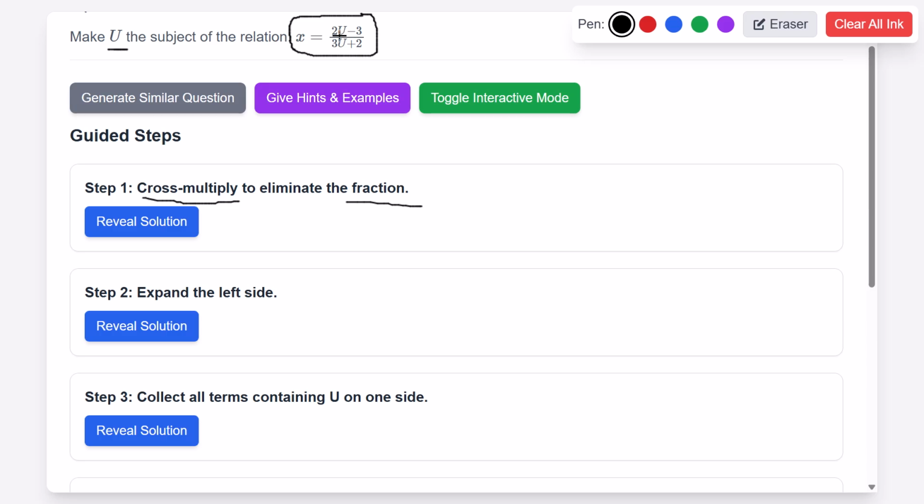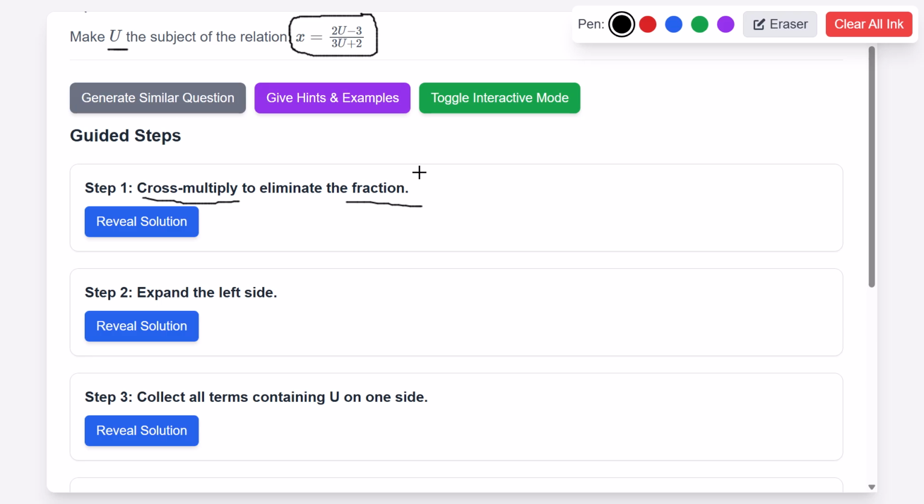Now with the equation that we have in hand, you realize that there is a fraction over there. So we have x is equal to 2u minus 3 all over 3u plus 2. So now with this, anytime you have something of this form and the letter you are trying to make the subject is in a fraction, you try to eliminate that fraction first. So in this case, we are going to do that by doing our cross multiplication. So in other words, we are just multiplying both sides by 3u plus 2.